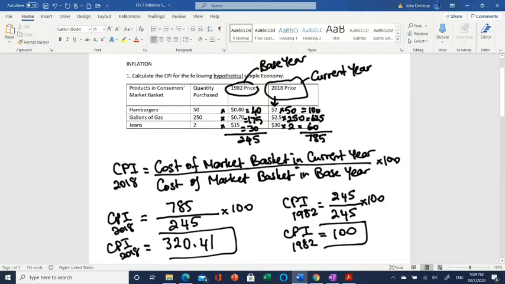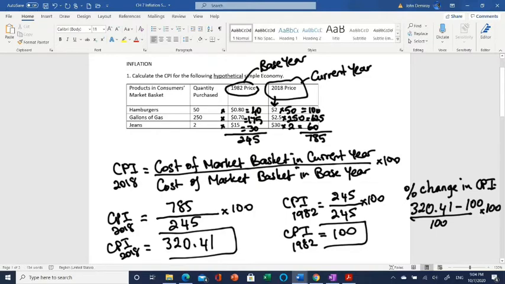Well, to answer that question, we can calculate the percentage change in the CPI, which is the inflation rate between the base year and the current year. So let's find the percentage change in CPI. I will squeeze that in here. The percentage change in the CPI is the difference between the two CPI values, and those are 320.41 minus the first value 100 divided by the first value 100 times 100.